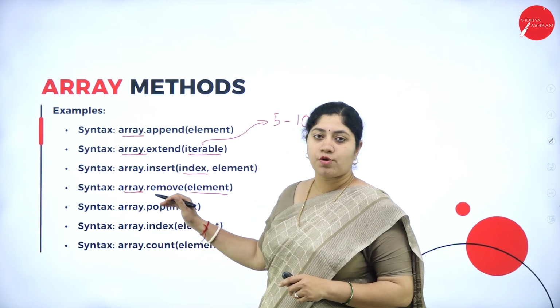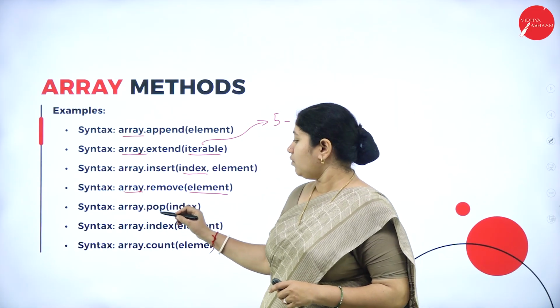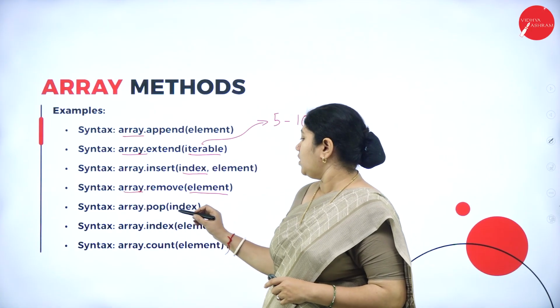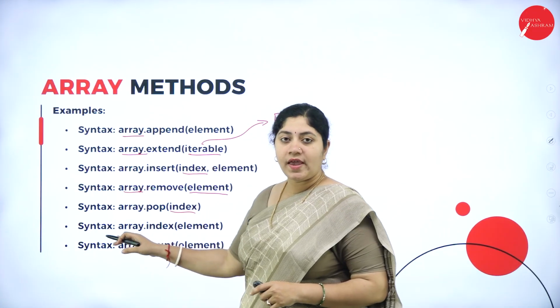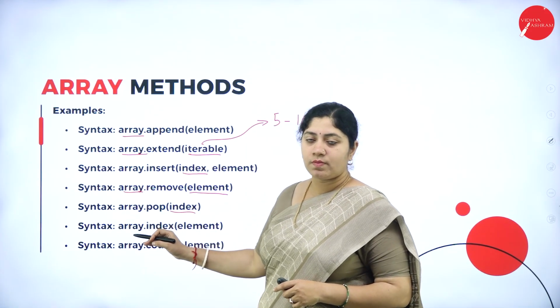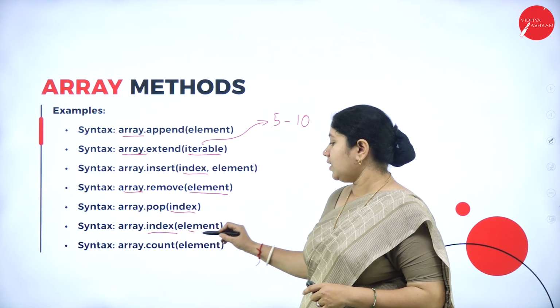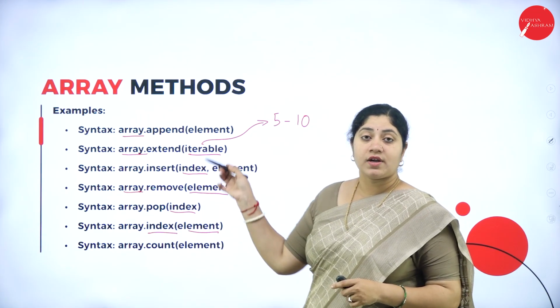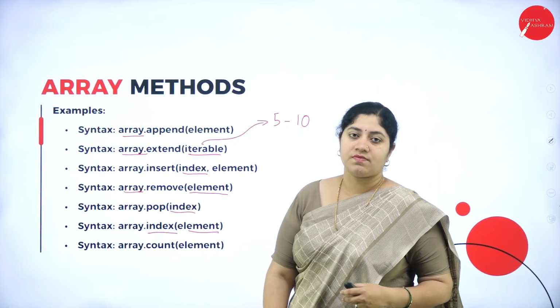Next, the syntax for pop. Again, it's the same thing. We have to go with the data type followed by the method pop, and we have to specify the index position. Next one is index. Again, the data type dot the method, that is index, followed by the element. So which is the element that has to be indexed. These are the things that we have to specify.